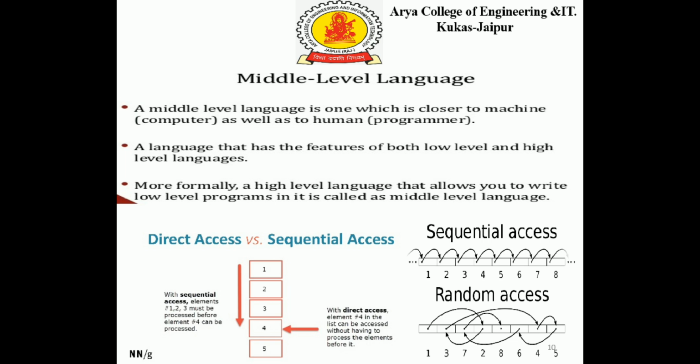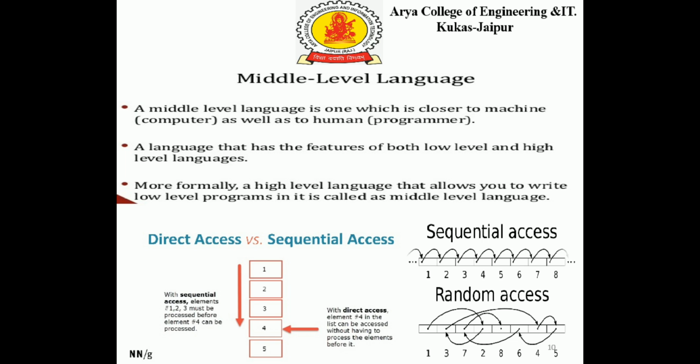Middle level language, the third type of language. There are machine language, high level, low level and middle level language. Middle level language is one which is closer to the machine, the computer, as well as to humans. A language that has features of both low level and high level language is defined as a middle level language. More formally, a high level language that allows you to write low level programs is called a middle level language. For example, C.